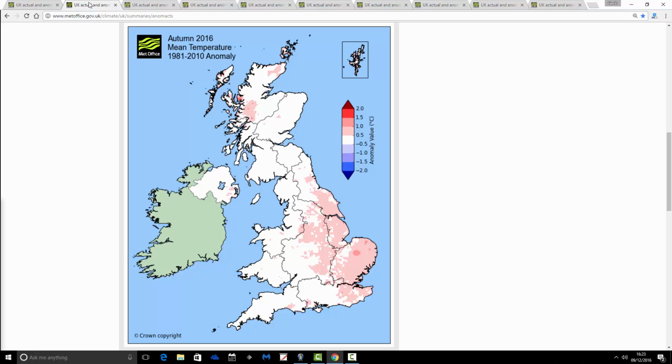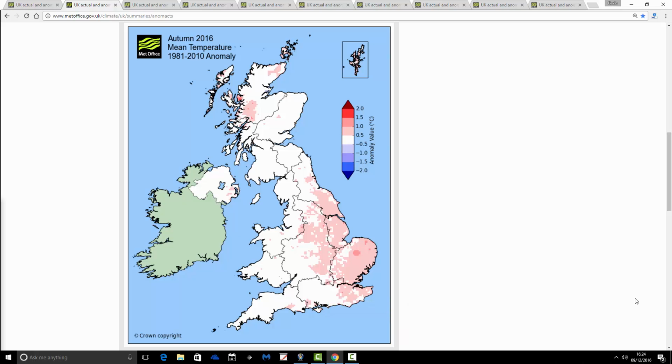Now, if we set this against 81 to 2010, we can see that it was much closer to average. The reason for that, of course, is that 81 to 2010 is a warmer temperature average. It encompasses all of the warm years that we had in the 1990s and the 2000s as well. So it's a more relevant temperature average, really. And set against that one, we see that the temperature anomaly comes out very close to average. Eastern parts of the country, again, still just a little bit above average, around half a degree or so above average. But for the rest of us, those temperatures are very close to average that we had during this autumn.